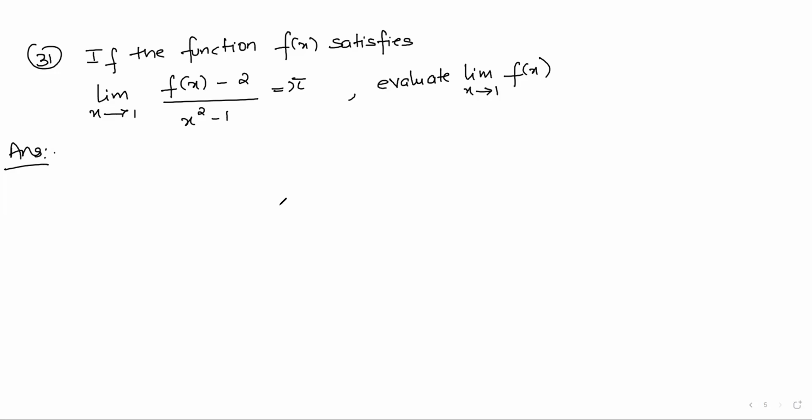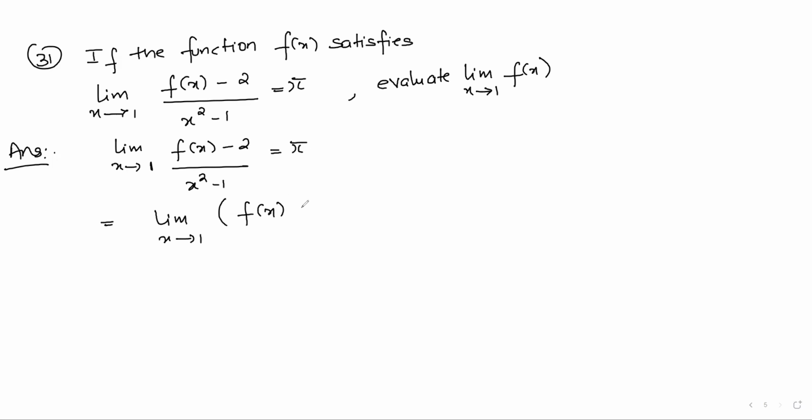Sir, please show it by doing it. Okay, then I will do this question. Okay, in this one, what you have is limit x tends to 1 of (f(x) minus 2) by (x square minus 1) is equal to pi. What you need to do is put the limit, because we do not have any indeterminate form in this, right, so we will put this limit. So limit x tends to 1, we will put the limit in the numerator, and separately we will put the limit in the denominator, x square minus 1 is equal to pi.